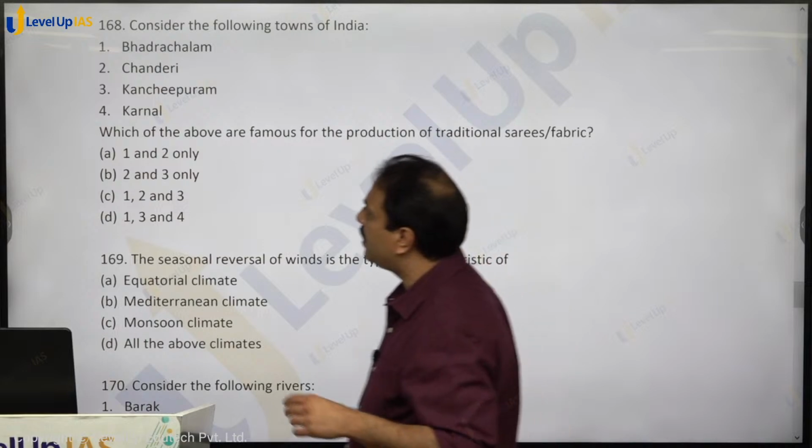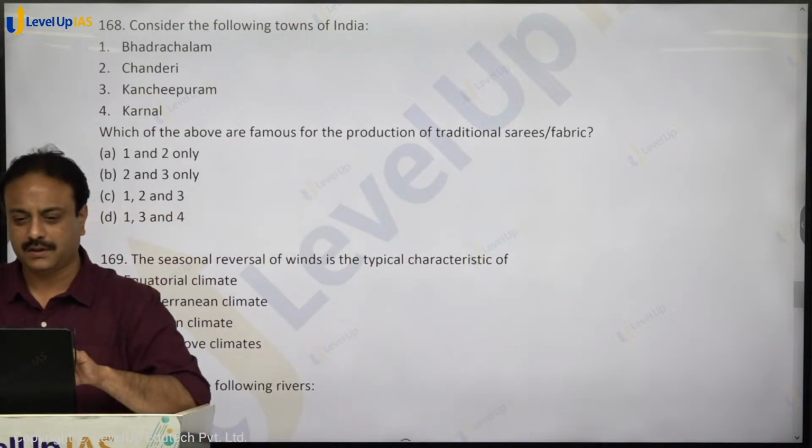Consider the following towns of India. Bhadrachalam, disputed question.